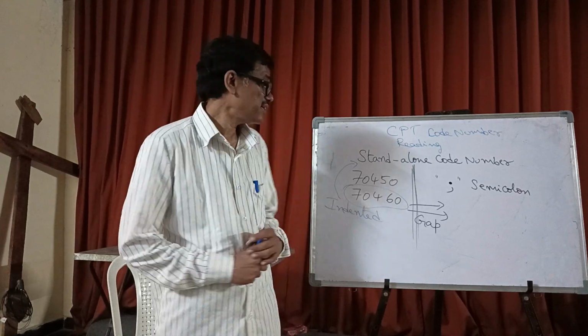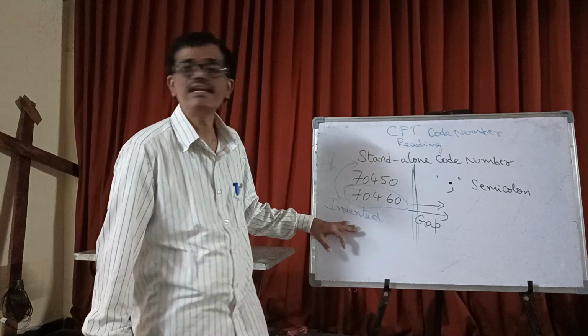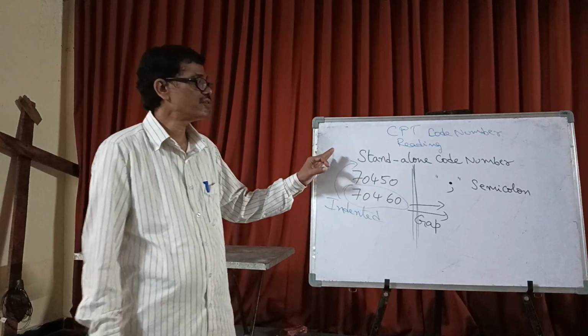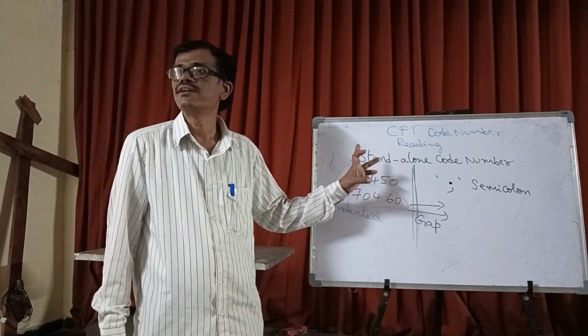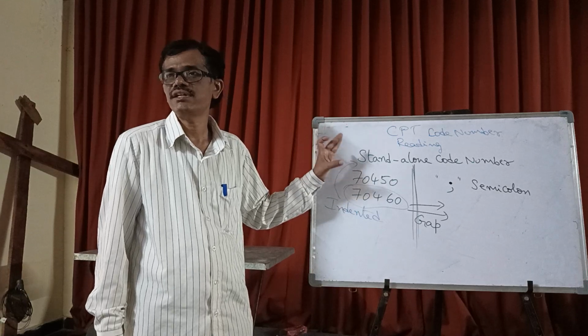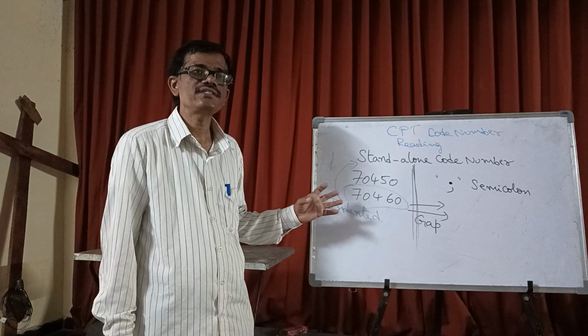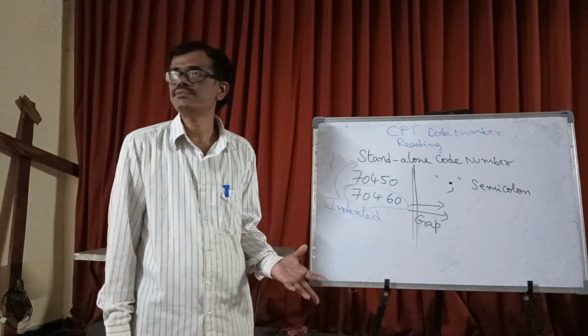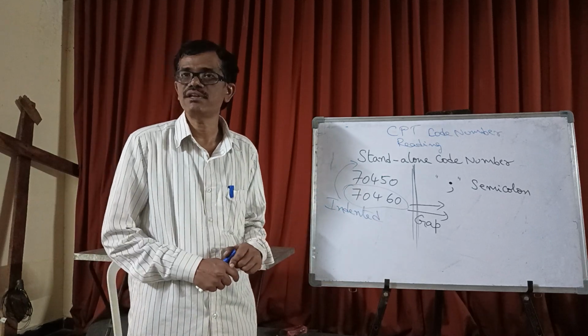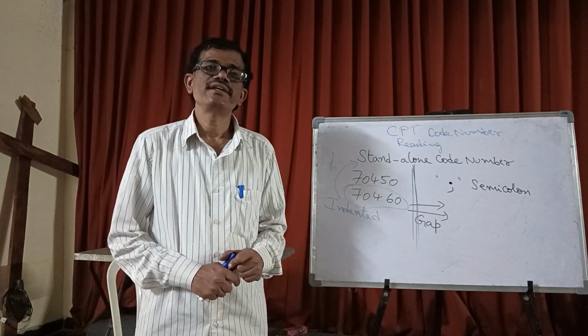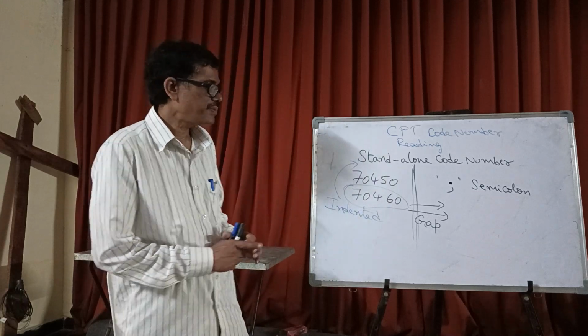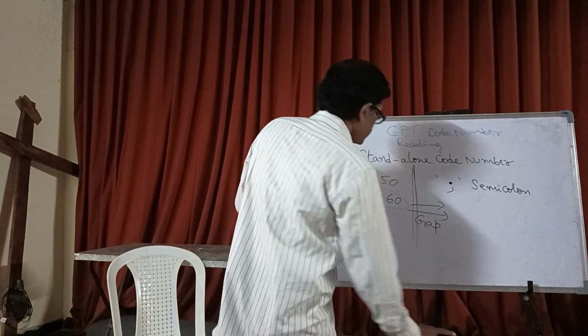So the concept here is standalone code and indented code. What is a standalone code? It has a full, complete description in it. That is called a standalone code. What is an indented code? It has a partial or incomplete description. It doesn't have a full description. That is called an indented code. Let us practice with one more place.